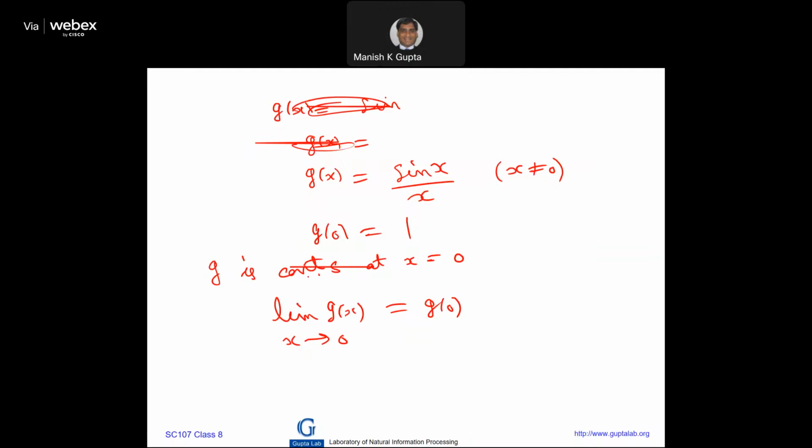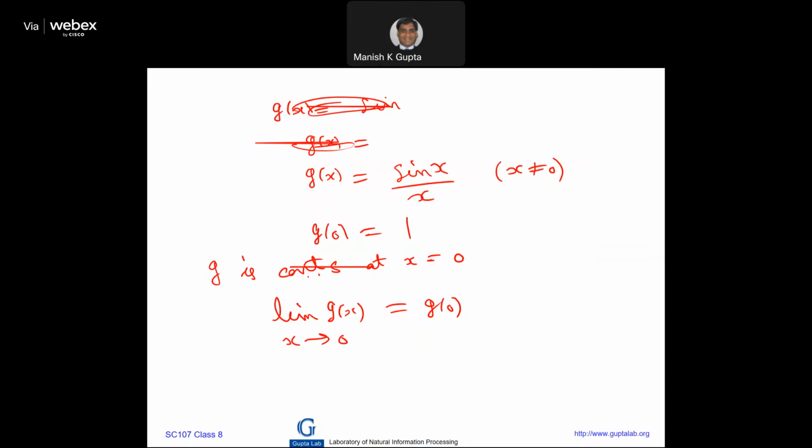Then give an example of a function which is discontinuous exactly at 2 points on the real line, and 3 points on the real line, or n points on the real line. Got it? So on one side I am asking for examples of continuity, on the other side I am asking for examples of discontinuity at n points on the real line. If you do this exercise, you will really enjoy the beauty of mathematics.